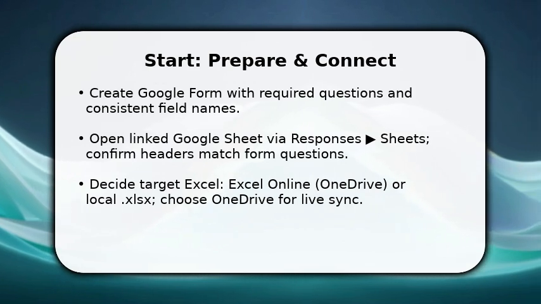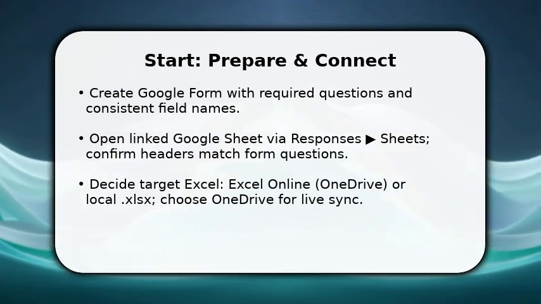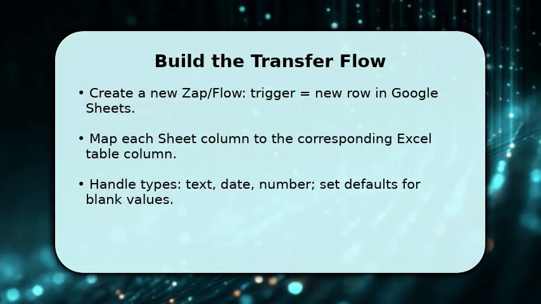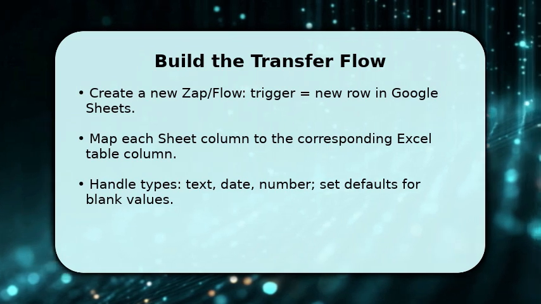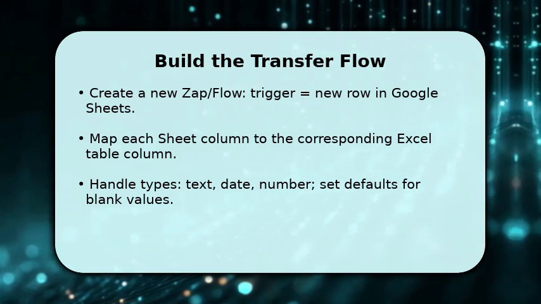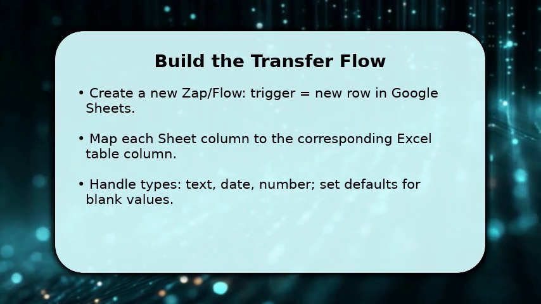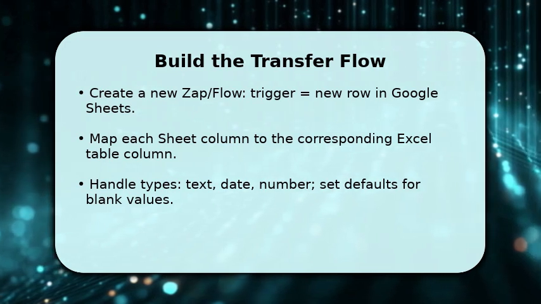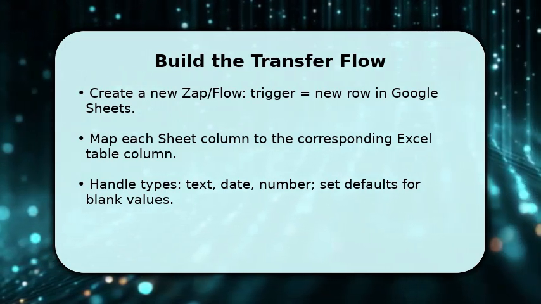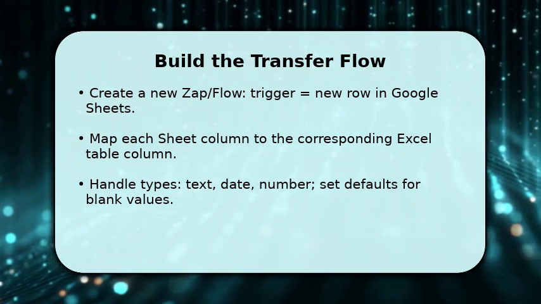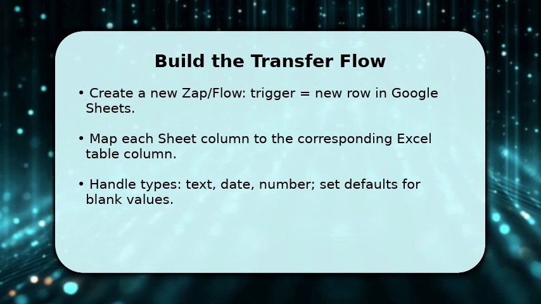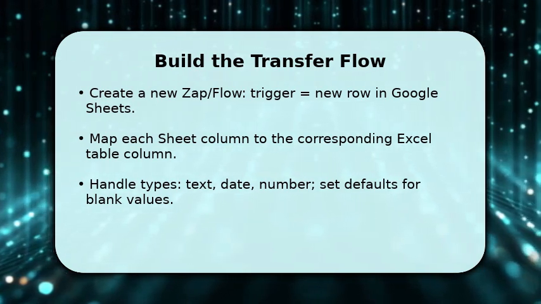You'll now build the actual automation that moves rows from Google Sheets into an Excel table. First, create a trigger for a new row in the sheet, then add an action to insert a row into the Excel table stored on OneDrive. Make sure to map each column explicitly so dates and numbers retain correct types, and add simple formatting or parsing steps if needed. Once mapped, add conditional steps or error handling to skip duplicates, and test.